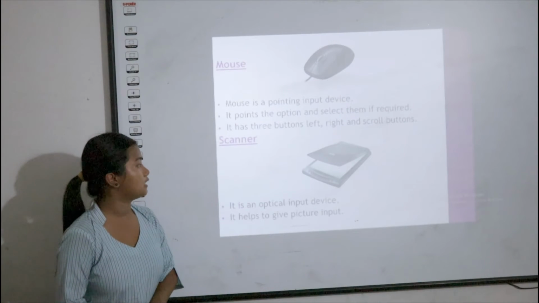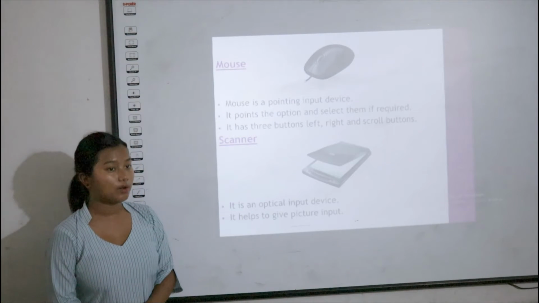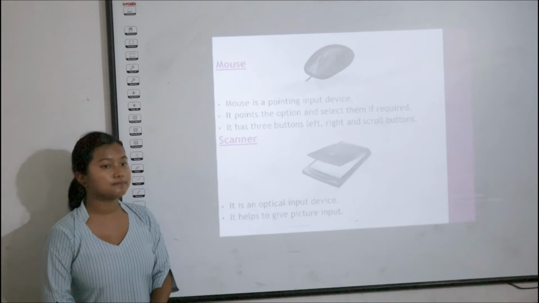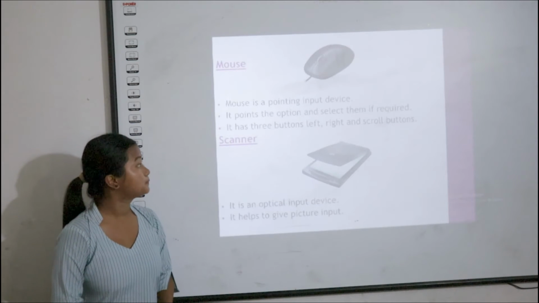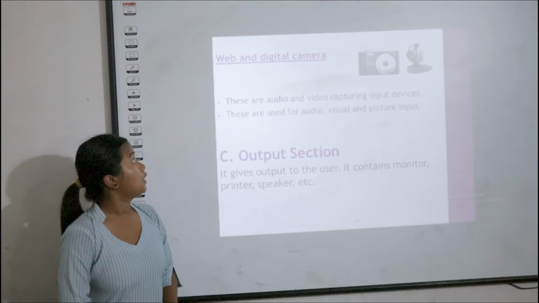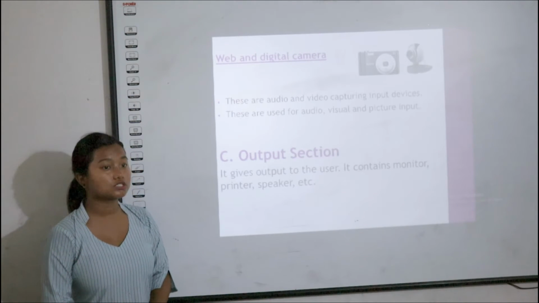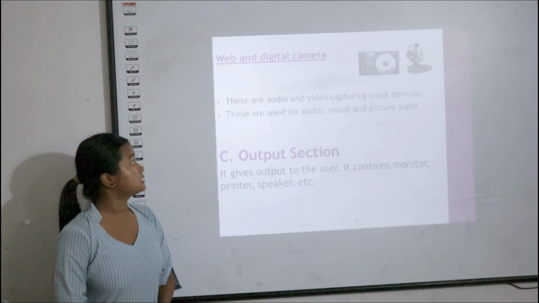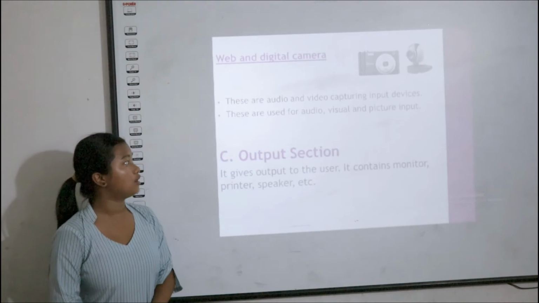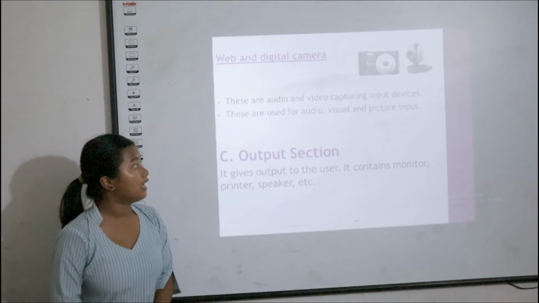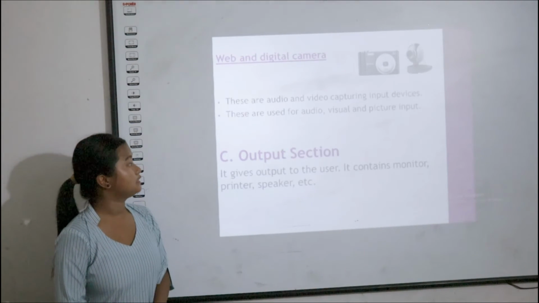And third one is scanner. Scanner is also an input device. It is an optical input device. It helps to give picture input to the computer. Fourth one is web and digital camera. It is also an input device. These are audio and video capturing input devices. These are used for audio, visual, and picture inputs to the computer.